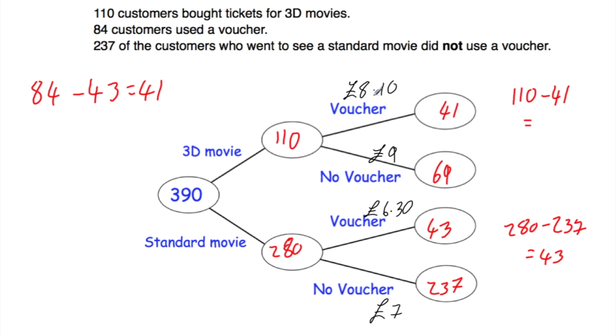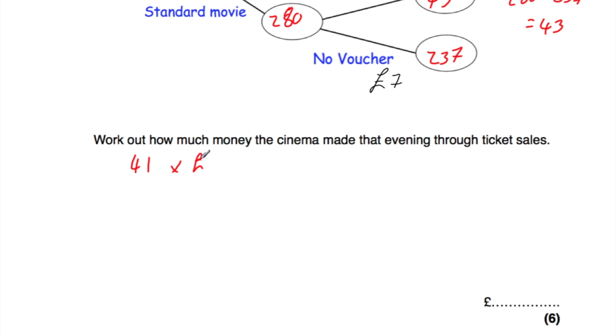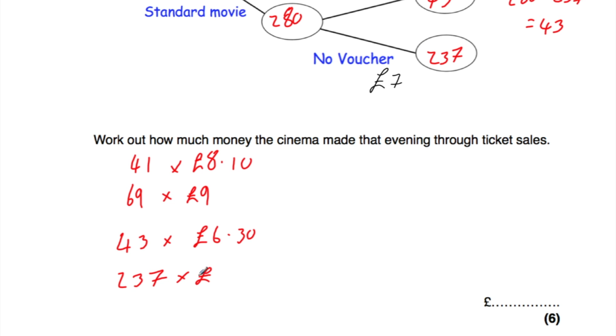So if we do 41 times this, 69 times this, 43 times this, and 237 times this, and then add them all up, that would tell us the total amount of money that the cinema received in ticket sales. So let's work that out. We've got 41 multiplied by £8.10. We've got 69 multiplied by 9. We've got 43 multiplied by £6.30. And we've got 237 multiplied by £7. So let's work out how much each of those is, and then let's add them all up.